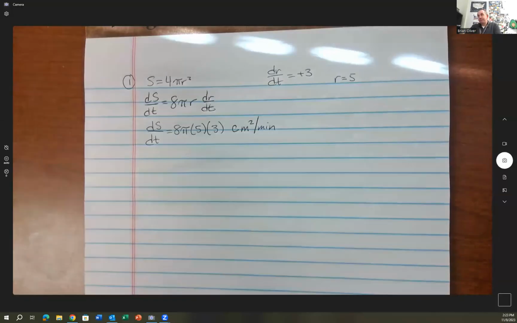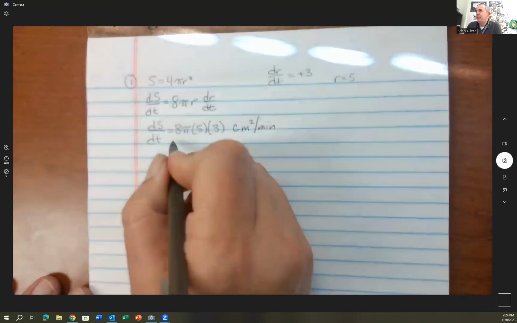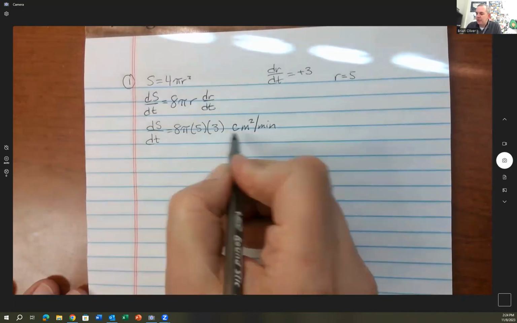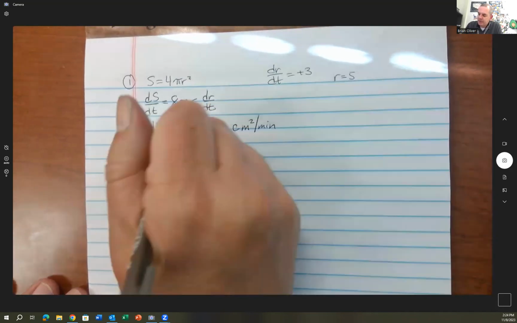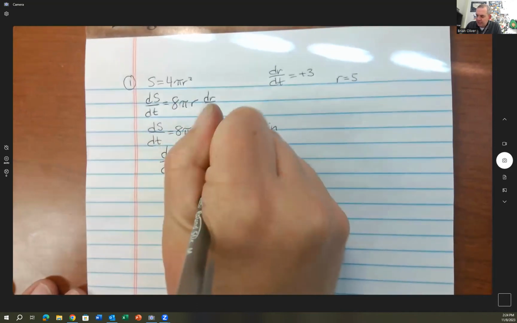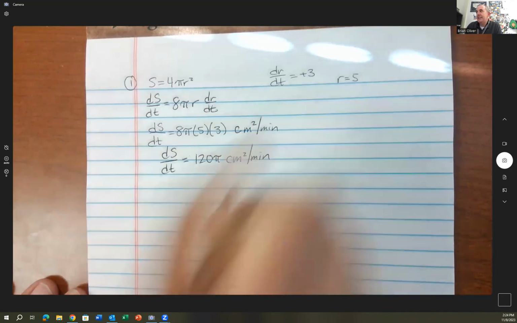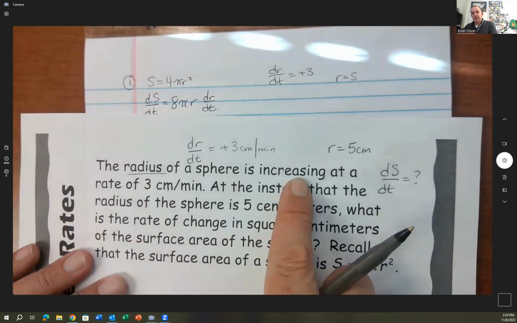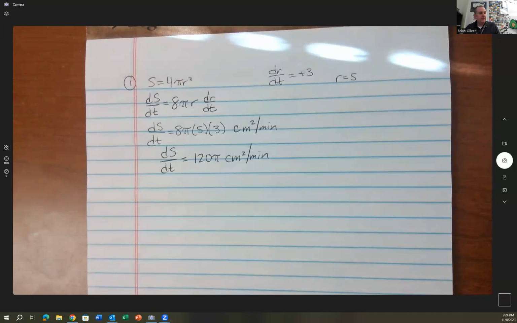Okay, back to where we were. What we had done is substituted in. In the world of FRQs, this would be a sufficient answer, and I would just leave it like that. But if we really wanted to multiply it out, 8 times 5 is 40, 40 times 3 is 120. So dS/dt is going to be 120 pi square centimeters per minute. And the thing to think about is that it's positive because it said it's increasing. The sphere is getting bigger, so the surface area is getting bigger. So that's our answer to our first one.